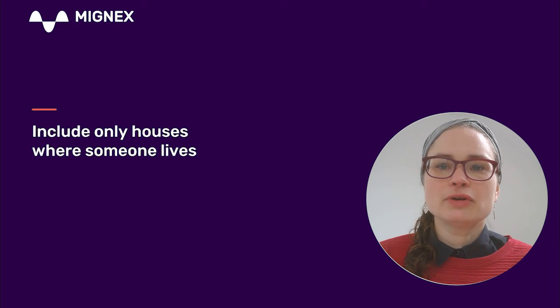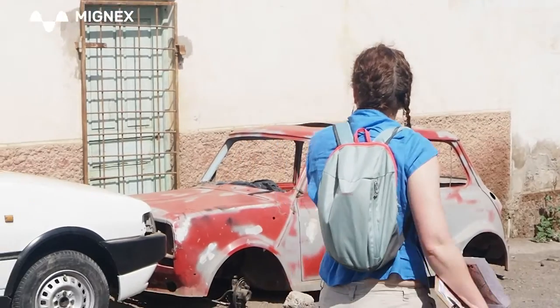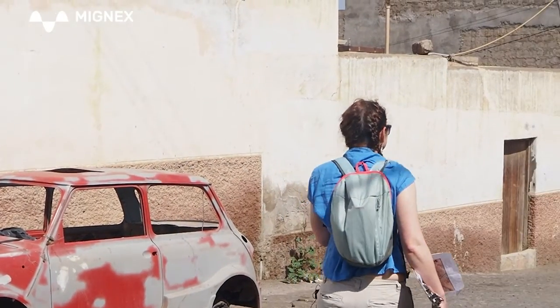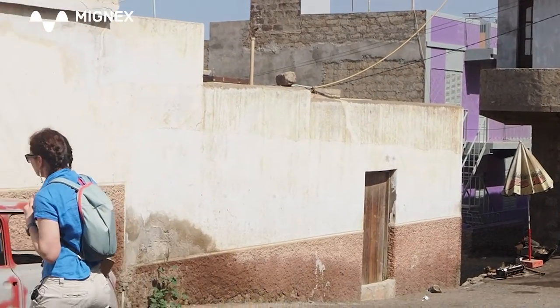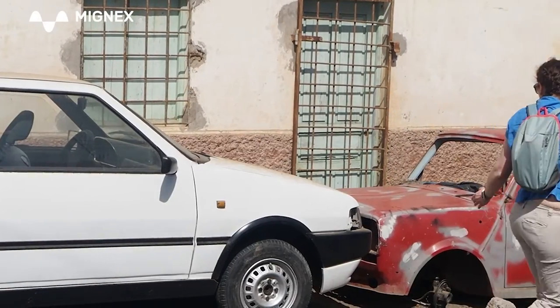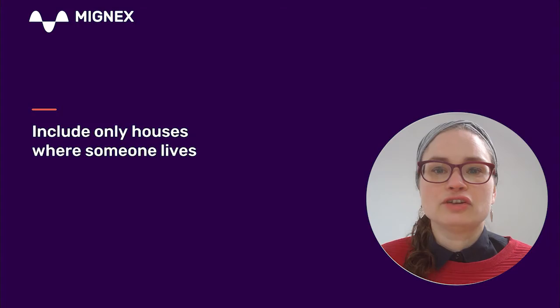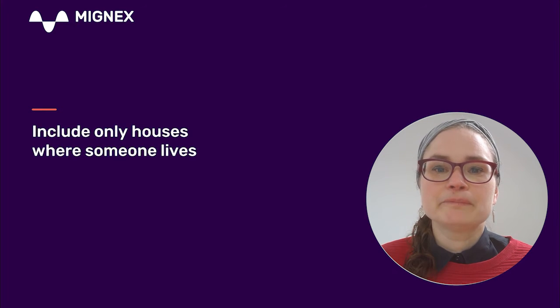The first important rule in counting is to only include houses where someone lives. Sometimes that isn't obvious. So for example, with a shop, you might be inclined to think that it's not a residential building, but the shopkeeper may actually live there with his family. It could be a house under construction, but someone's already living in the unfinished house, or it could be a nice looking finished house, but it's actually empty and only rented out during the holiday season.